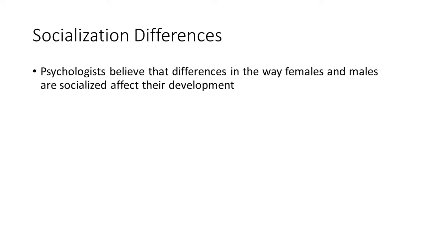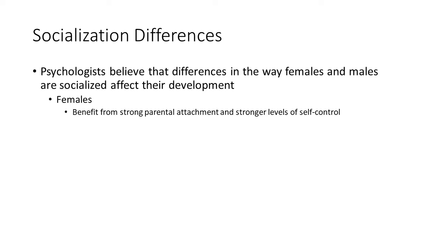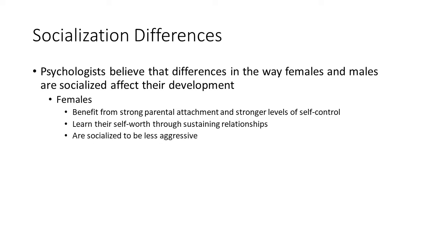Socialization differences. This is differences in the way females and males are socialized, and does that affect their development? Although there are few gender-based differences in aggression during the first few years of life, girls are socialized to be less aggressive than boys, and they are also closely supervised by their parents, more so than boys. Males are taught to be more aggressive and assertive, and are less likely to form attachments to others than females.